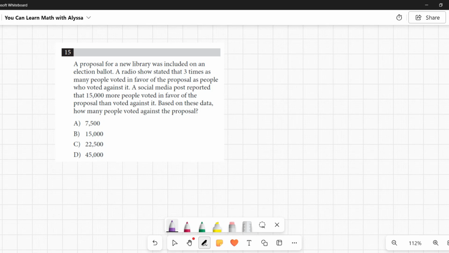Number 15. A proposal for a new library was included on an election ballot. A radio show stated that 3 times as many people voted in favor of the proposal as people who voted against it. Okay, so I'm going to say we have here against and we have in favor of. So the people who were against it, I'm going to say there were X number of people that were against it. And it says 3 times as many people were in favor of it. So 3 times X. A social media post reported that 15,000 more people voted in favor of the proposal than voted against it. Based on these data, how many people voted against the proposal?